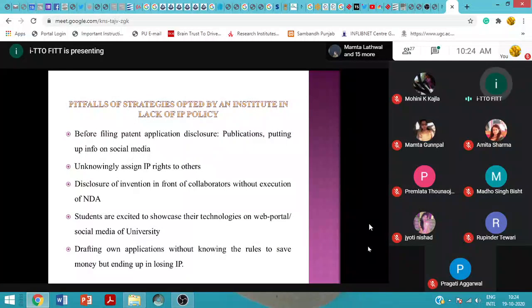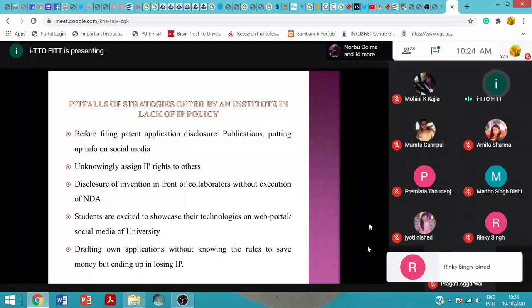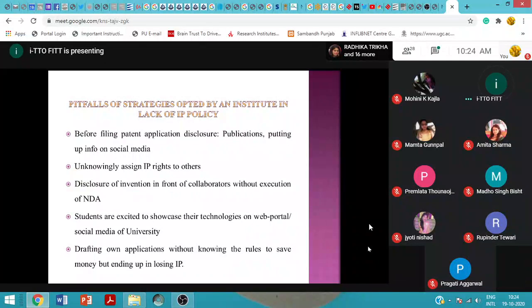Students are always excited to showcase their technology on the web portal and social media of the university without knowing that by showcasing their technology, anybody can copy their idea and they can kill their invention themselves.